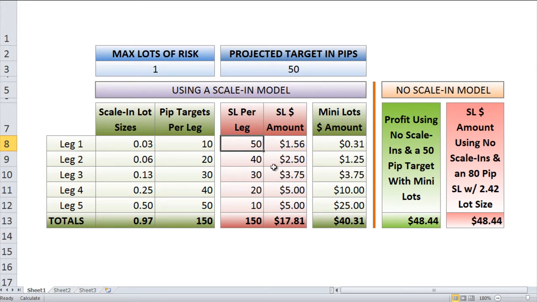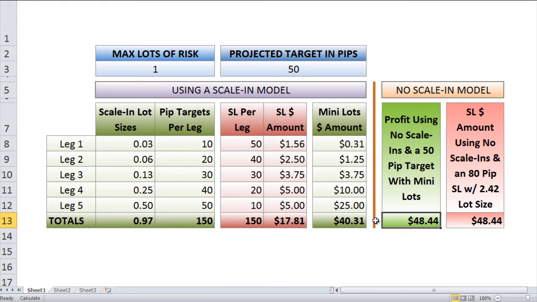Now if you compare this model of scaling in a negative ratio to a normal entry with no scale-ins, just a single entry with a single stop loss, it's true that there would be a little bit more profit. Let's take a look here. Profit using no scale-ins and a 50 pip target with mini lots. So we have one mini lot, and we're shooting to hit 50 pips. If we hit that 50 pips with our full position in, we would make 48.44, or $50. Because of the rounding here, we're a little bit less.